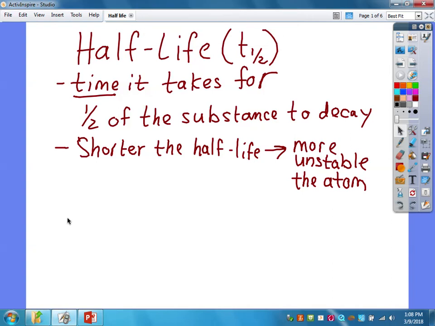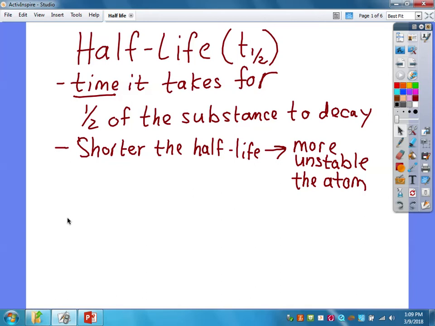Hi all, this is Mr. Yeager. In this topic we're looking at half-life. It's the second part of the short nuclear unit. I'm sure you have probably seen half-life before in a prior class, but we're basically doing the same thing again. Half-life, symbol T1/2, is the time it takes for half the substance to decay. It's right in the middle of the terminology there.